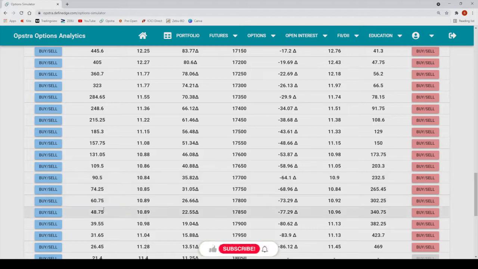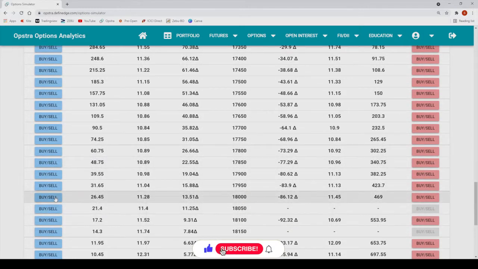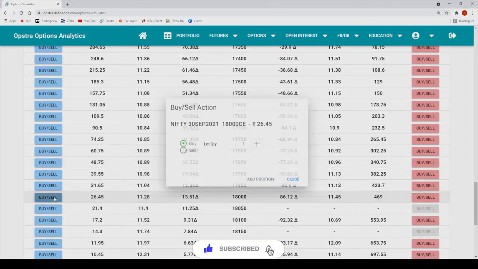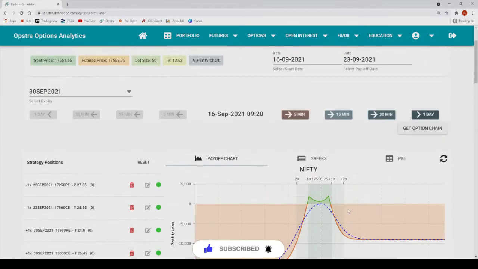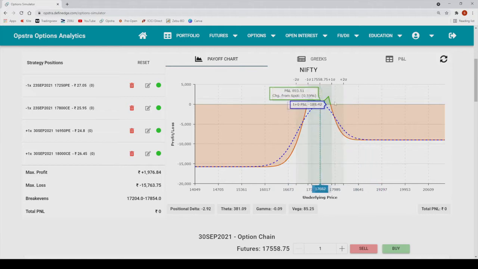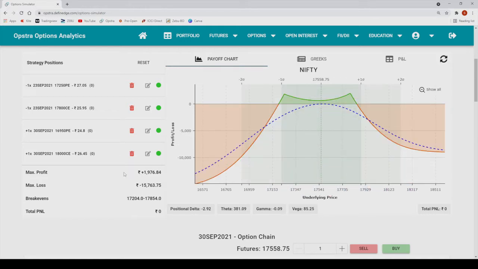And on the call side, 18,000 is trading around 26 rupees. Okay, this is our payoff chart. So max profit is 1,970.